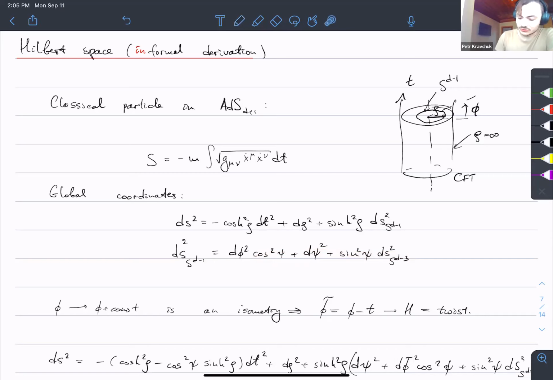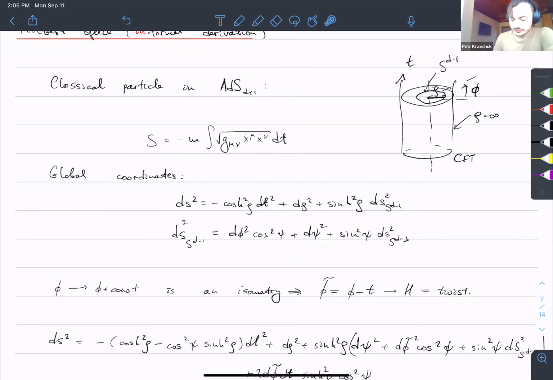But of course, in higher dimensions, you have more coordinates, and so you need to add the size and everything else. But this is going to go away, so it's not very important. Then an important point is that the way this phi is chosen is that if you shift phi by a constant, then this is an isometry. So this is just a rotation of the whole AdS. In particular, it's a rotation in the CFT sense.